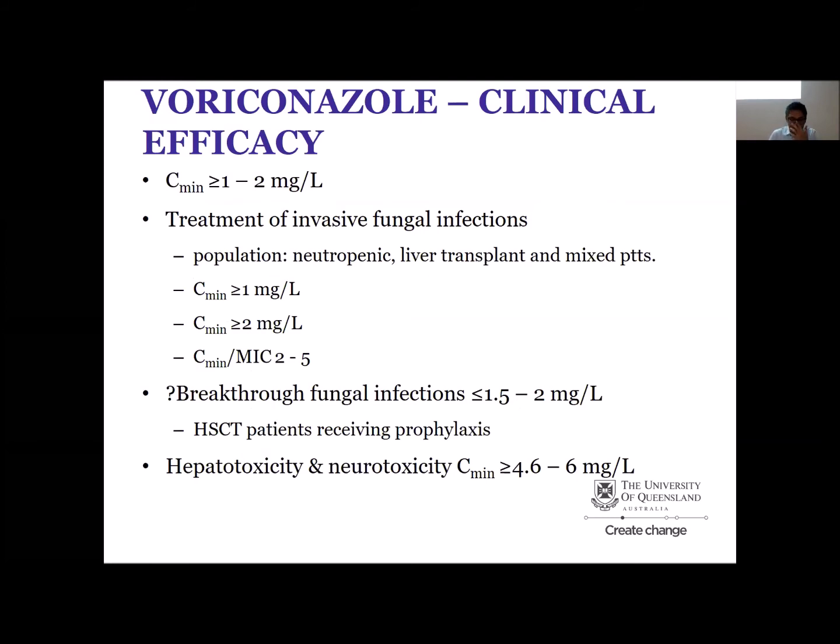For treatment of invasive fungal infections, we have reviewed a lot of studies, and the populations included neutropenic patients, liver transplant patients, and mixed heterogeneous patient groups. In some of the studies, they reported a Cmin value of more than 1, and other studies reported a Cmin value of more than 2. Some have also reported a Cmin over MIC ratio of 2.5 predicting clinical efficacy. For breakthrough fungal infections, the value is between 1.5 to 2.